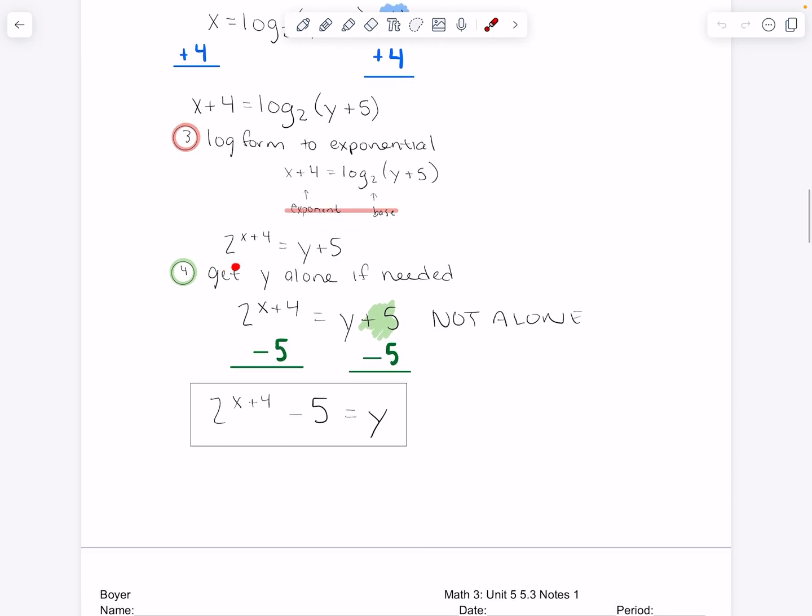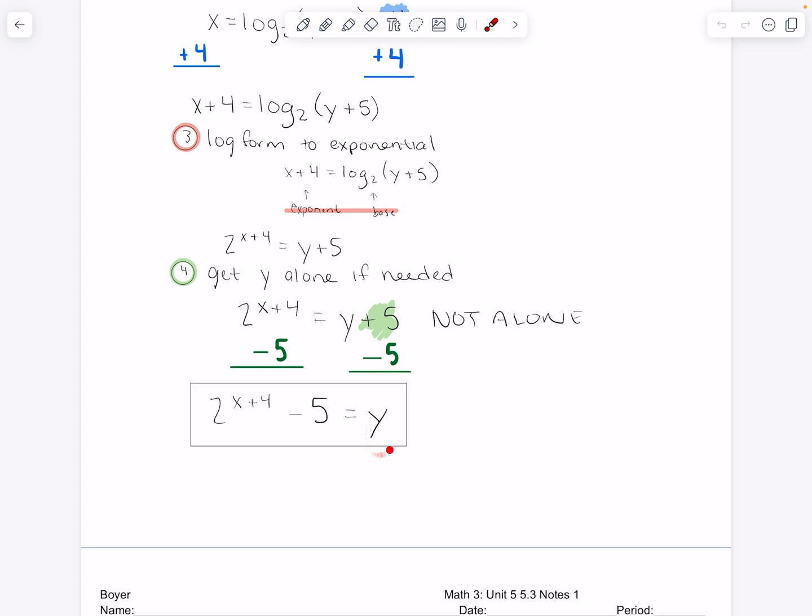And then the last step: get y alone if needed. Right here, I see 2 to the x plus 4 equals y plus 5. This plus 5 means my y is not alone, so I've got to get rid of it. I'm going to do the opposite and subtract it from both sides. This plus 5 minus 5 cancels out.